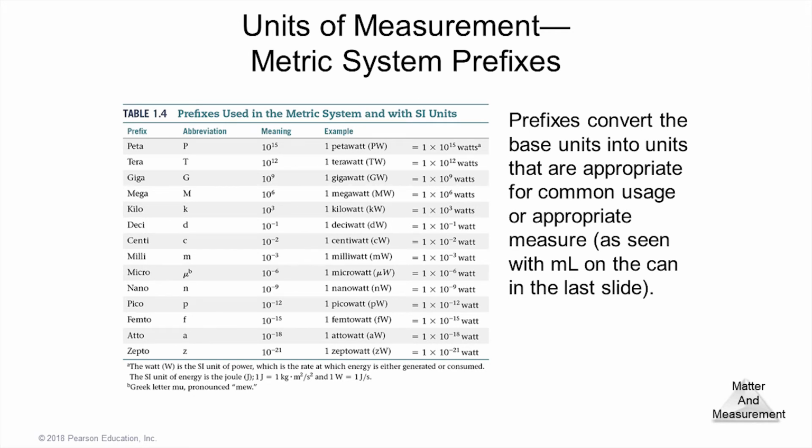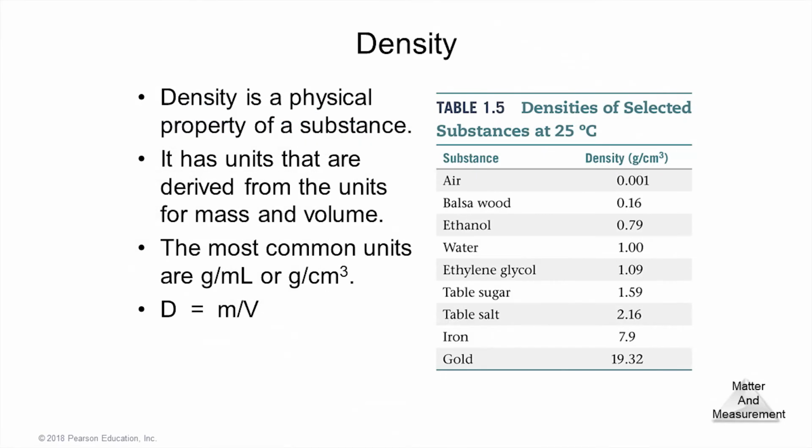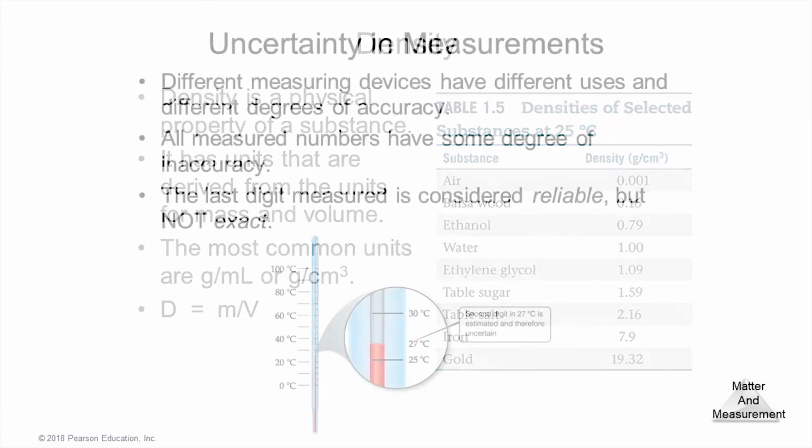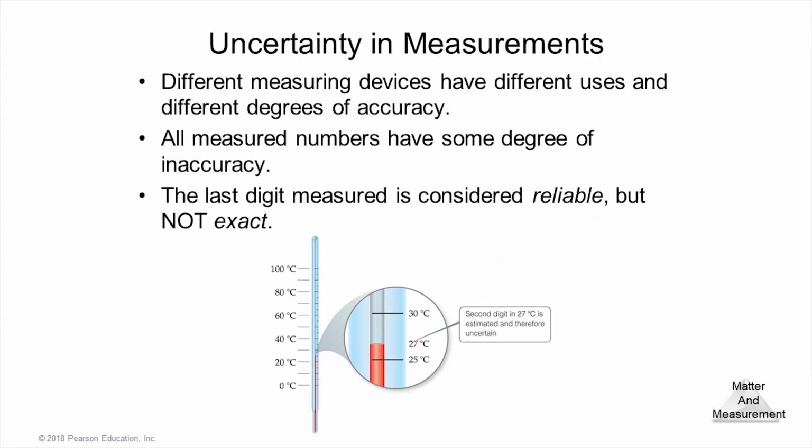And then you need to know what density is. Density is mass divided by volume. Density is an intensive property; it's a physical property and also an intensive property. And then uncertainty of the measurement, be familiar with that.